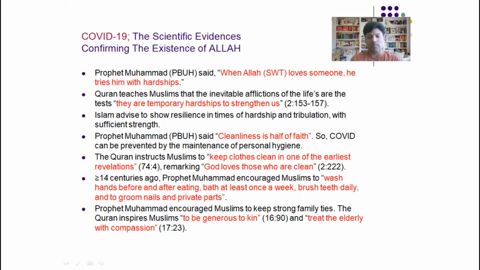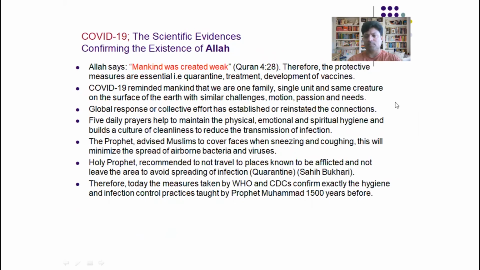Our Prophet Muhammad encouraged Muslims to keep strong family ties. The Quran inspired Muslims to be generous to kin and treat the elderly with compassion. Allah says mankind was created weak, therefore protective measures are essential regarding the COVID-19 outbreak. We have to quarantine, we have to design treatment measures and develop a vaccine. COVID-19 reminds mankind that we are one family, a single unit, the same creatures on the surface of Earth with similar challenges, emotions, passions, and needs.